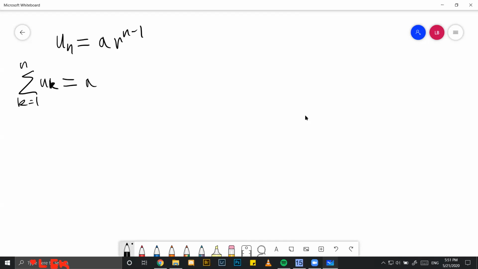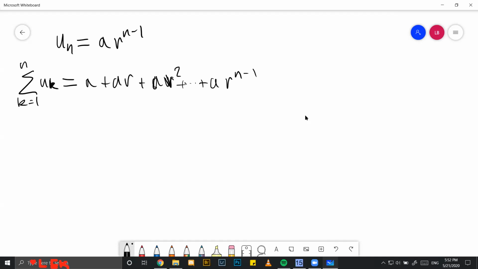You start off with a, then a plus r, then a plus r squared. No, not a plus r squared, ar squared. Sorry, I'm a fool. Ar squared, all the way up until ar to the power n minus 1. Plus. That's what the sequence looks like. That's what the sum looks like. And I sum all of them together.